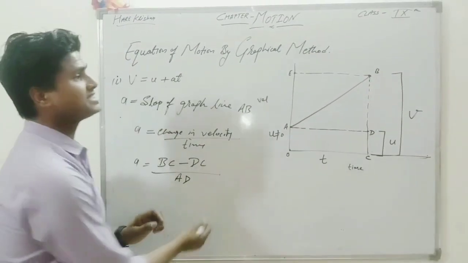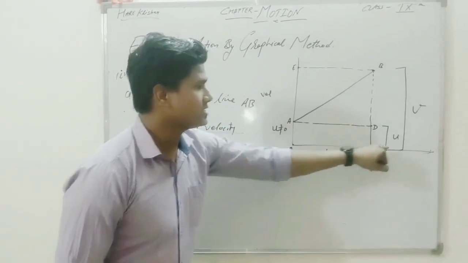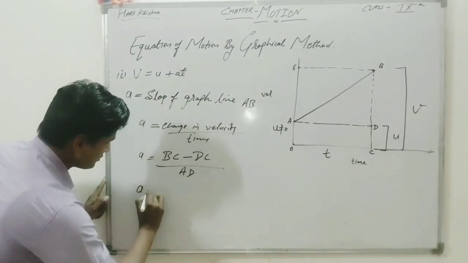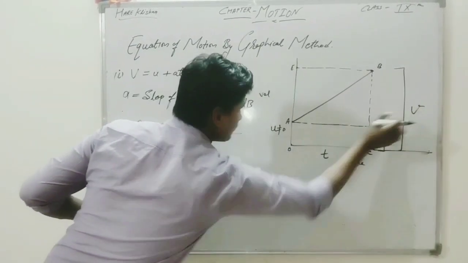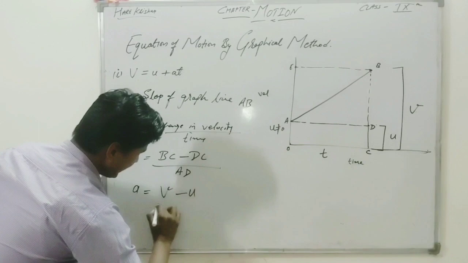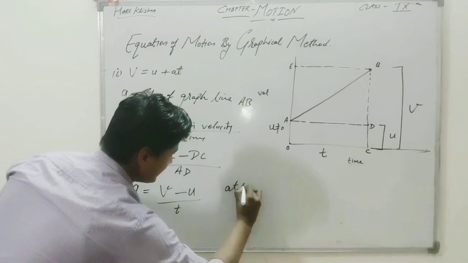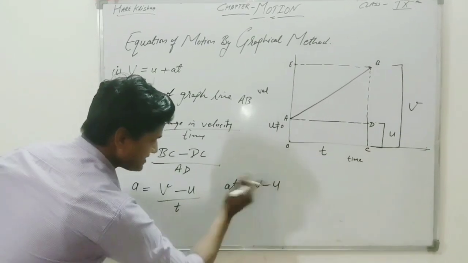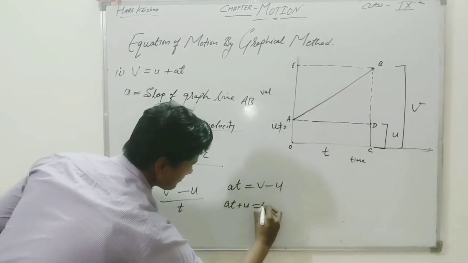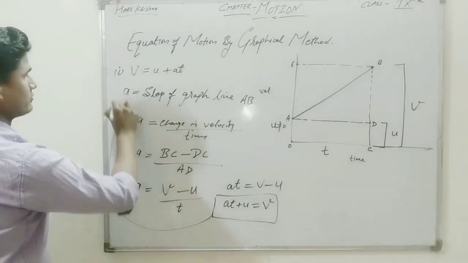So if we see the graph, here BC is V and DC is U. Here AD is on timeline, so if we put the value that BC is equal to V minus DC is U and AD is T. If I multiply A and T, we get AT is equal to V minus U, and if we take the minus U at this side, we get V is equal to U plus AT, which is our first equation of motion.